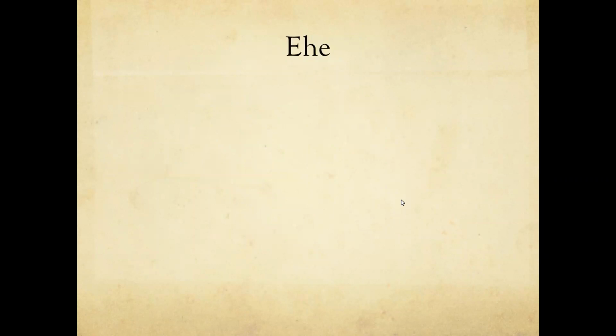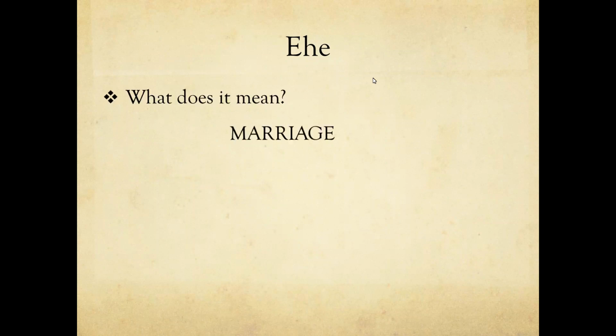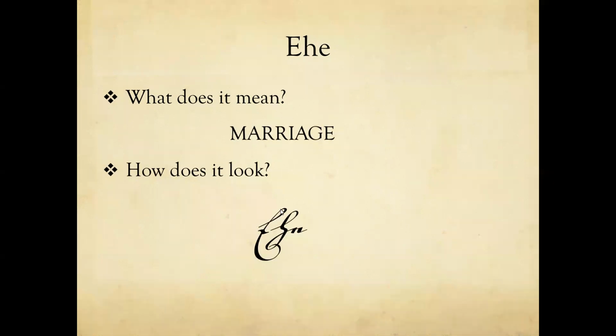Another important word you'll see on marriage records is the word Ehe. That word means marriage. And this is a nice short word, luckily. So if you see a word that looks like that, that's going to be your Ehe. The capital E is always very fancy and it goes below the line of writing. And then we have our H.